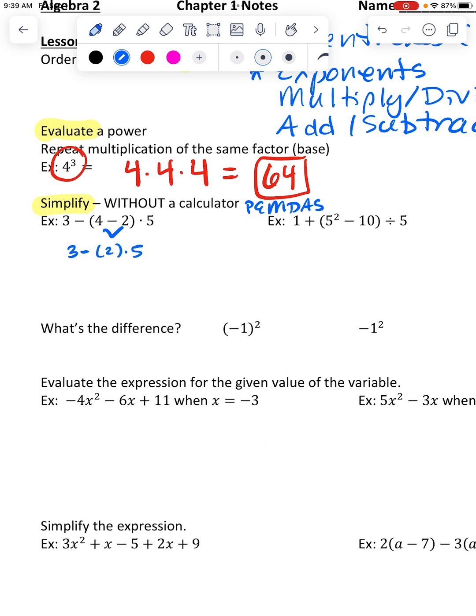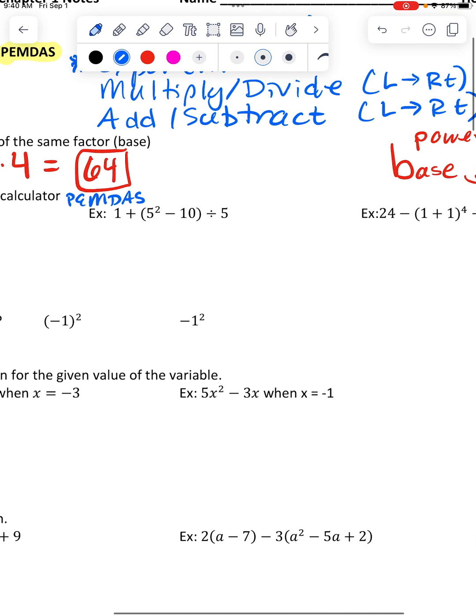Now I see that there's a multiplication, the 2 times 5. I don't have any exponents in this one. So I go on to multiplication, and that gets done next. And so that turns into a 6. That turns into a 10, because math is apparently hard for me. And so I'm going to have 3 minus 10 and end up with a value of negative 7. Let's run through it again.